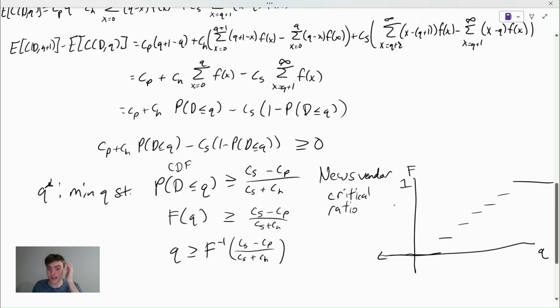And so the critical ratio is some value between 0 and 1. Let's put it on the y-axis that we're going to compare to F of q, right? So for the critical ratio here, we want the minimum q such that F of q is greater than this critical value. So it's right here, we're going to have q such that F of q is greater than the critical value. So that's going to be our q star.